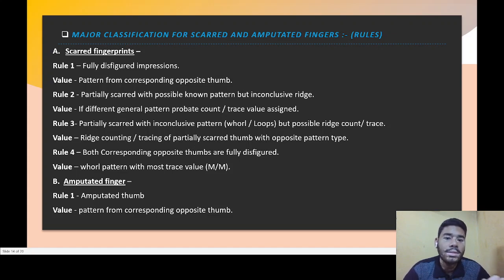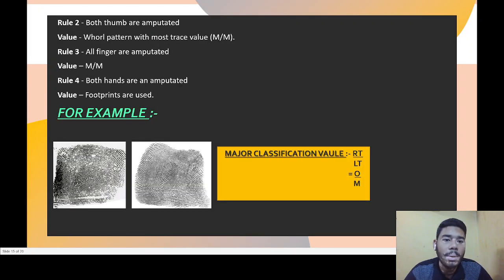middle type by middle type. The second rule for amputated fingers: first rule, if a thumb is amputated, the pattern from the corresponding thumb is taken. Rule 2, both thumbs are amputated. Value for this rule is one pattern with the most ridge values, middle type by middle type. Rule 3, all fingers are disfigured. The value is taken as the upper one. Rule 4, both hands are amputated. Value for this rule is footprints are used.